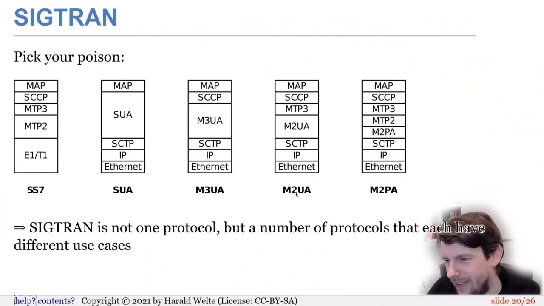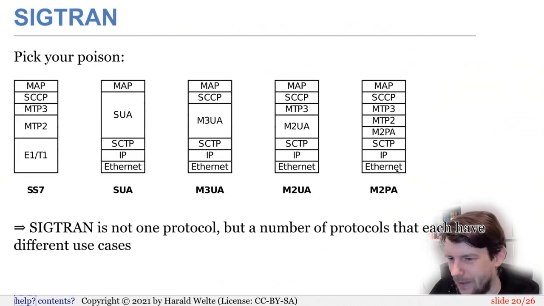With M2UA, you go another layer lower, so we have MTP2, and the user of MTP2 is MTP3, so we take everything from MTP3 and upwards over here. We add M2UA, and again we have the SCTP, IP, Ethernet underneath. And last but not least, there's the MTP2 peer-to-peer adaptation, where you only remove the E1/T1, and everything, including MTP2, MTP3, and so on, and all upper layer protocols are still existing in IP.